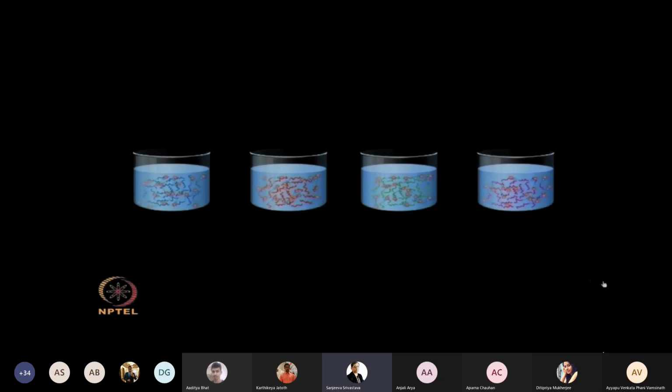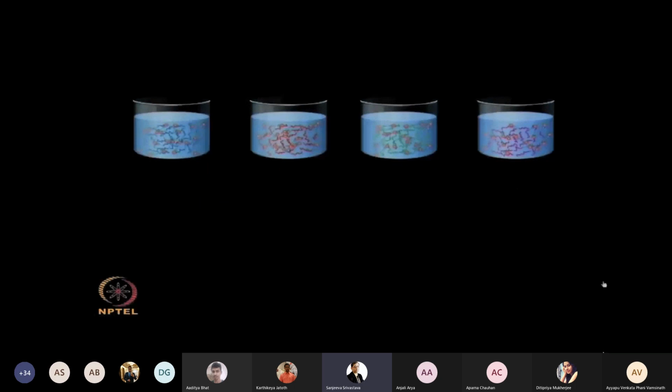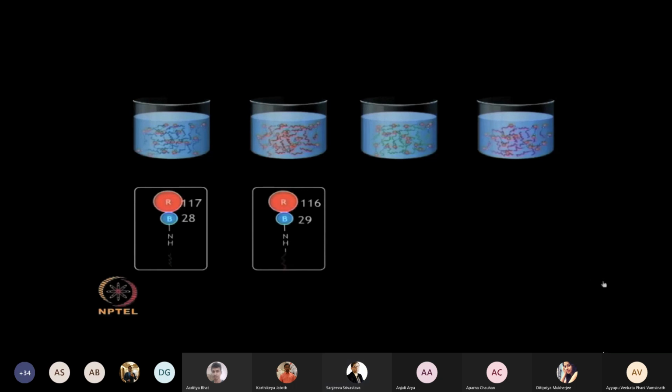The reporter group used to label each peptide sample is unique, and the masses are varying between 114 to 117, thereby enabling the labeling and quantification of up to 4 samples simultaneously.